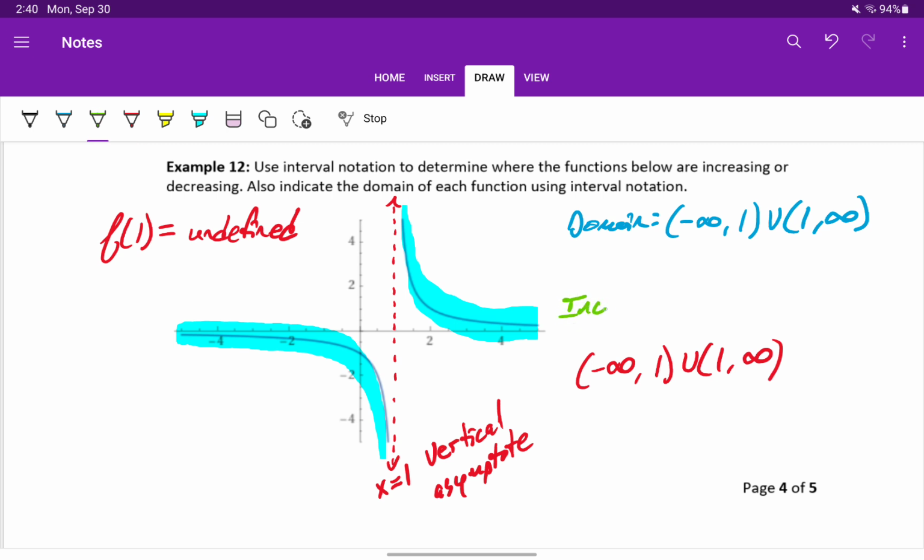As for where our function is increasing, it's not anywhere. So there are a couple of different ways we could indicate this. We could either state DNE for does not exist. There is no interval where the function is increasing. Or we could use this symbol of a 0 with a slash through it. That's referred to as the null set. But regardless of the notation or the way we indicate that, our answer should be that there's nowhere where our function is increasing.